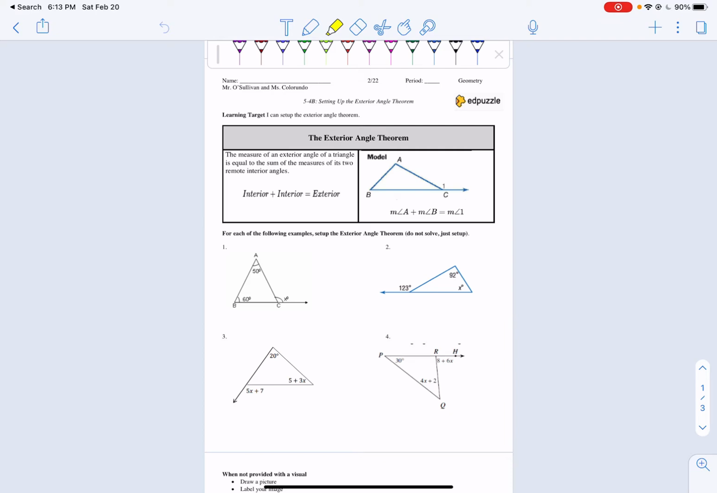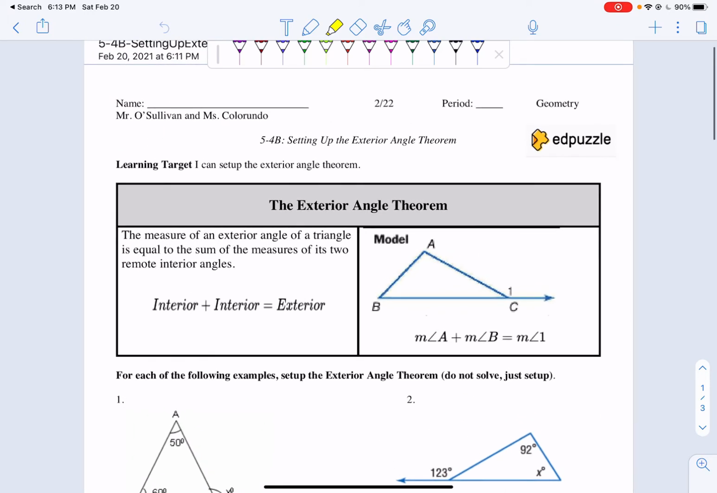Today we're going to be looking at lesson 5-4b. Before the break we learned about this lesson, but let's refresh ourselves and make sure we're really familiarized with it. All we're doing today is not solving, we're just setting up. We're going to be writing our equations, not solving, just setting up. Today's lesson is setting up the exterior angle theorem. This is an edPuzzle lesson. There is no Delta Math, just this edPuzzle. Today's learning target is, I can set up the exterior angle theorem.